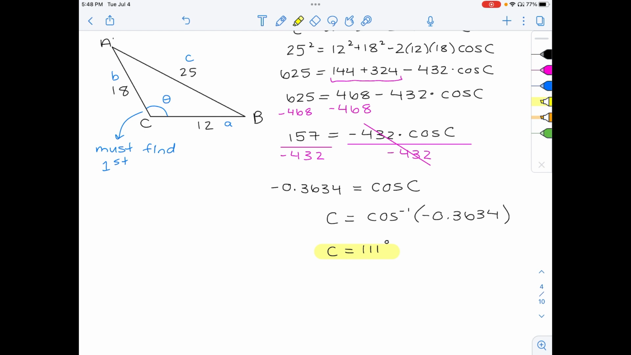So those are the two types of scenarios that you will encounter when using cosine law to solve for an angle measure. And you now have all of the strategies that you need to solve for an angle or a side length in any type of triangle.